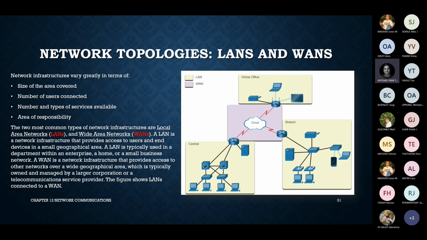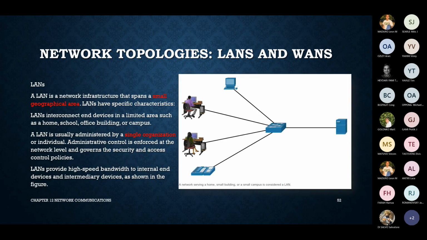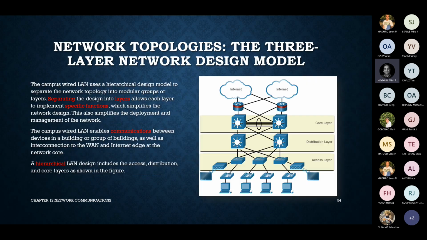There are two other network types as well: MAN, metropolitan area networks, and SAN, storage area networks, with specific use cases, as the name suggests for storage area networks. LANs and WANs, of course, you're aware of.